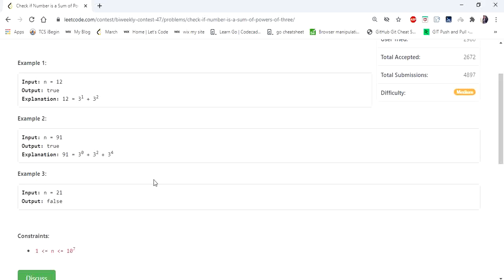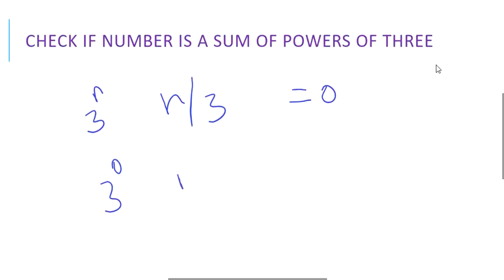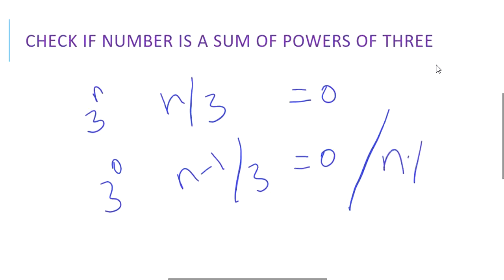So how are we going to approach this? So if a number can be represented to the power of 3, then it also can be divided by 3. That is, any number that is giving remainder 0 can be represented by the powers of 3. But there are special cases that numbers can be represented as 3 power 0. In that case, n minus 1 can be divided by 3. Or otherwise, n modulo 3 gives us remainder 1.